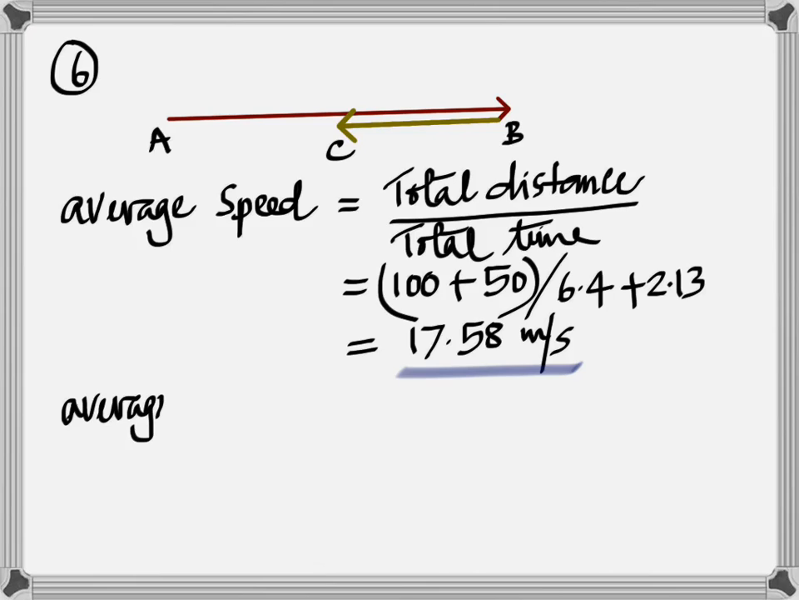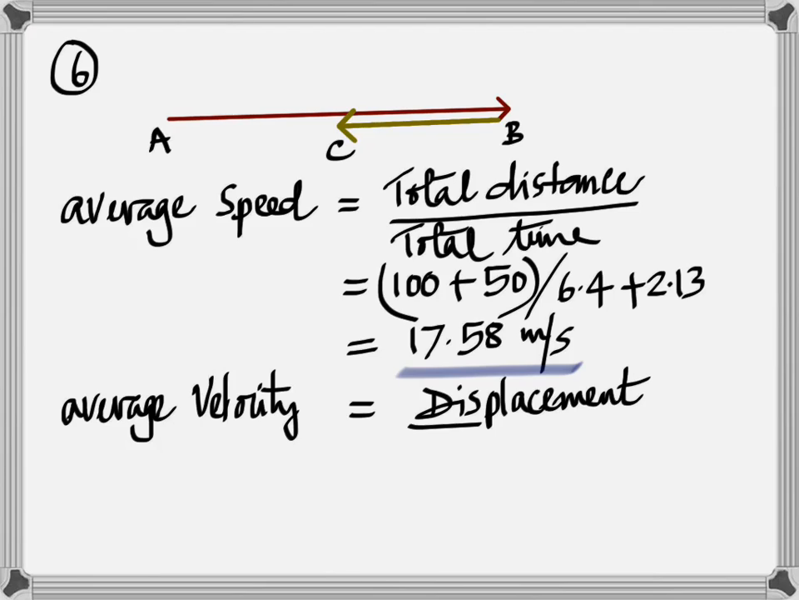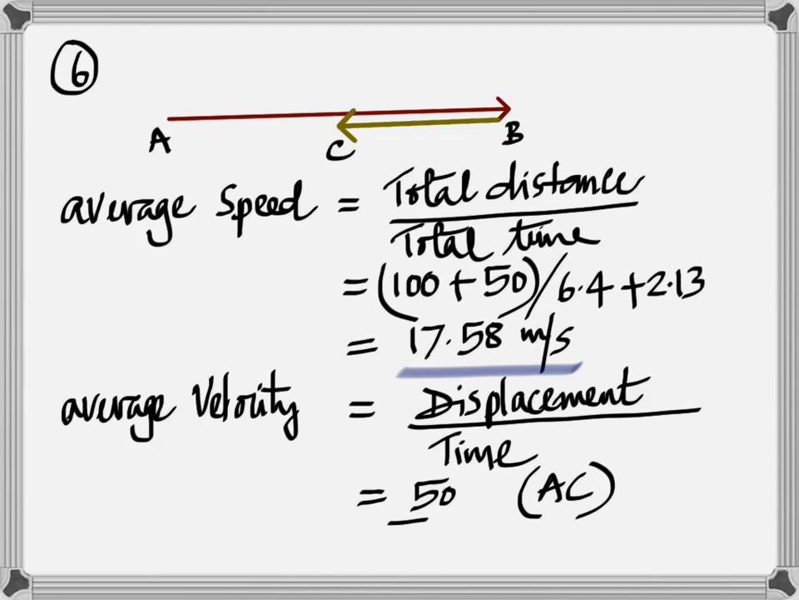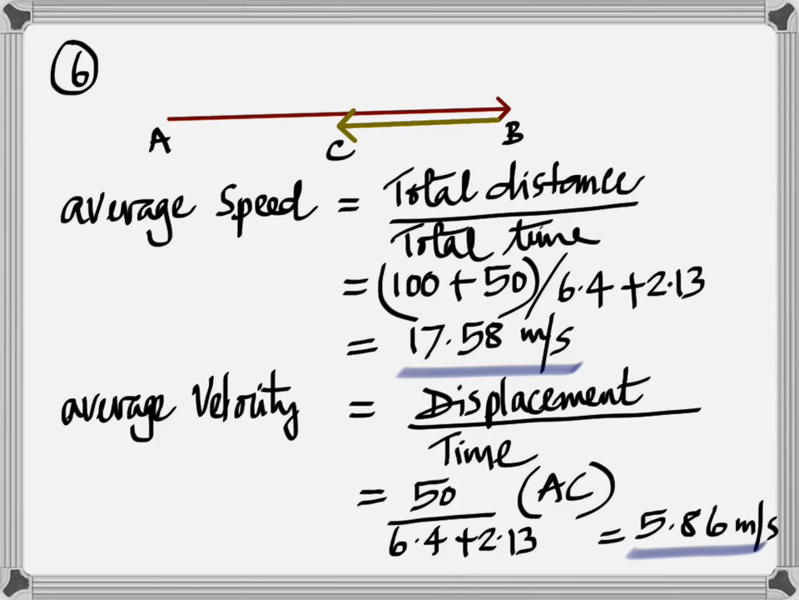But when you calculate the average velocity, you take only the displacement, which is AC, in that direction from A to C. Now AC is only 50 meter, but the time taken would be the total time, the same as before. So when you divide 50 by the total time, you get 5.86 meter per second as the average velocity.